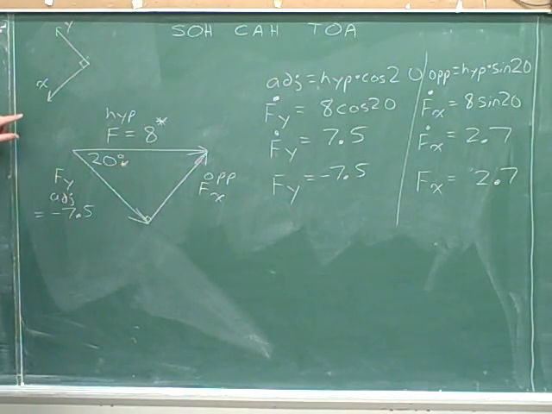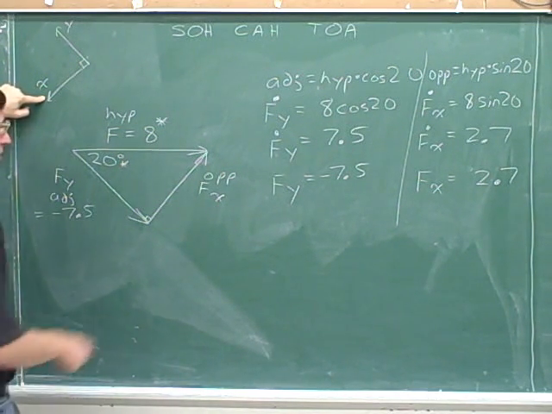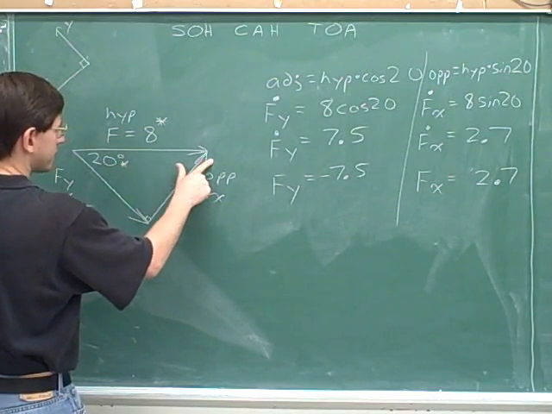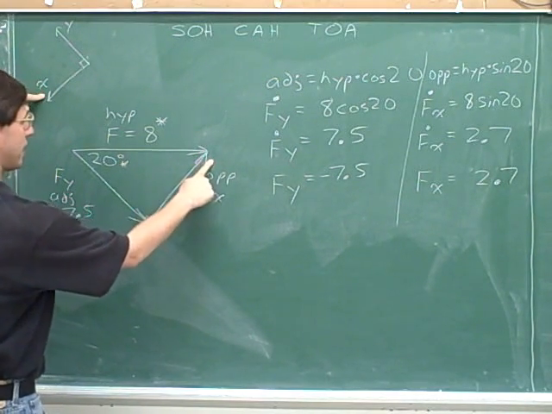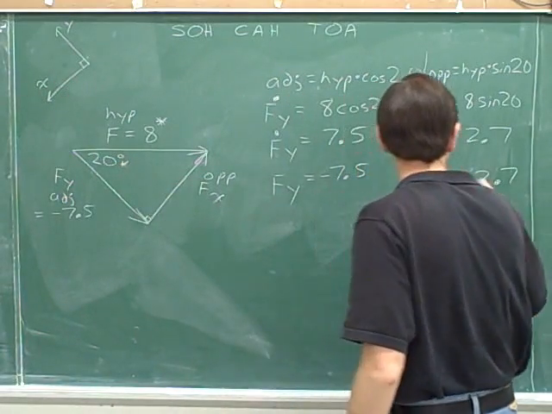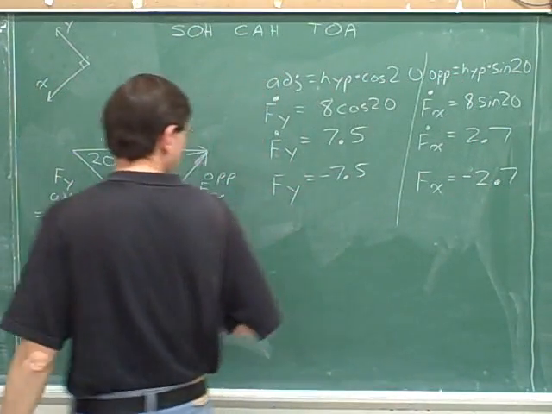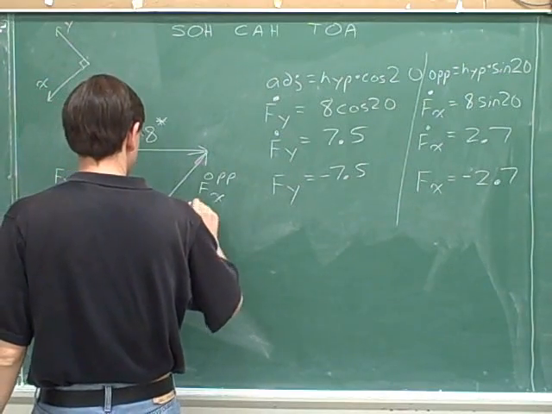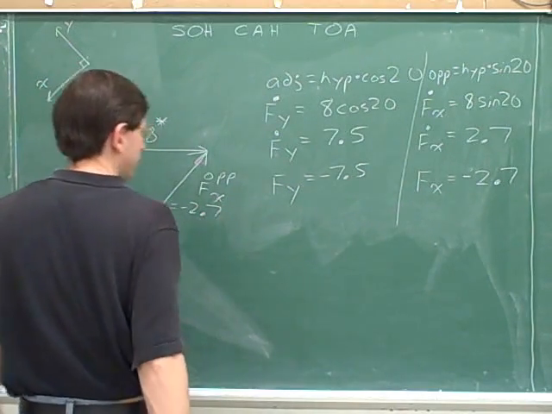Let's see, we've shown the x-axis pointing down and to the left. That means the positive x-axis is down and to the left. But the x component was pointing up and to the right, anti-parallel to the positive x-axis, so the x component is negative. F sub x equals negative 2.7.